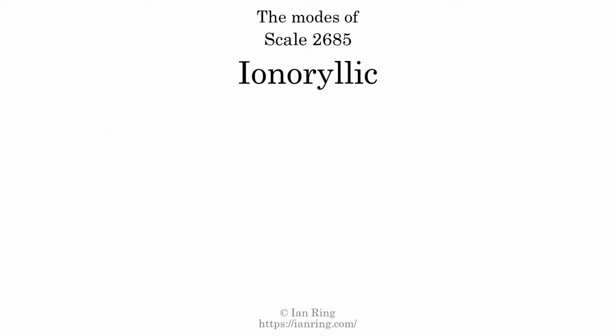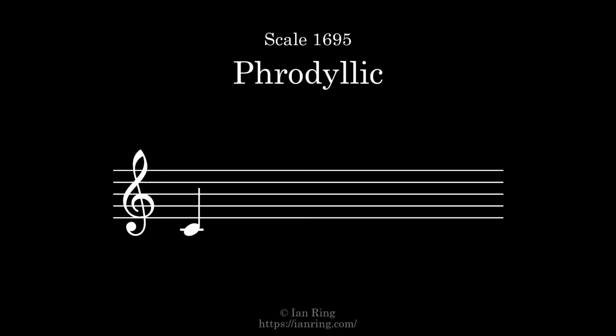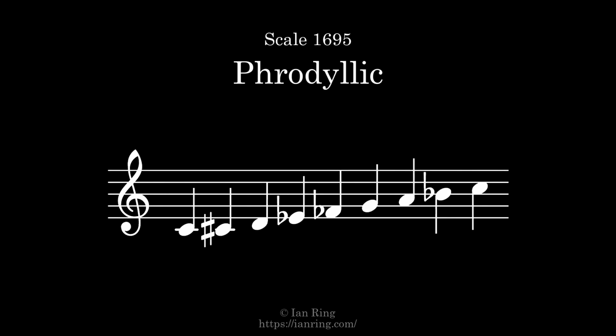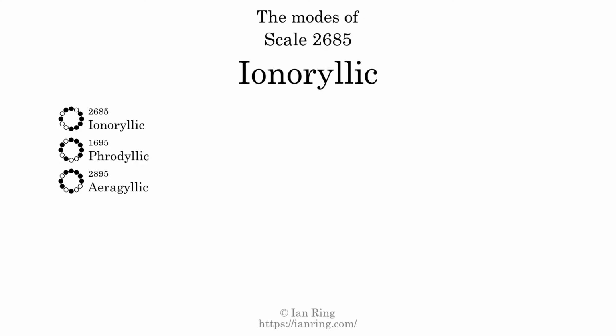This scale has 8 modes. The first mode is itself. The second mode is scale 1695, also known as Triads. It sounds like this. The third mode is scale 2895, also known as Ionoryllic. It sounds like this.